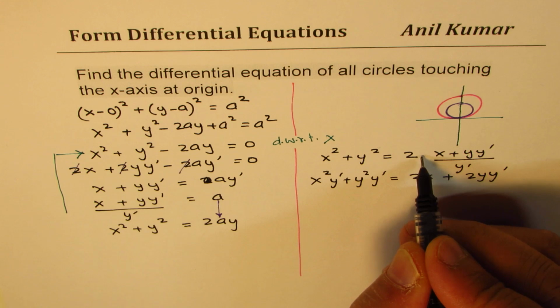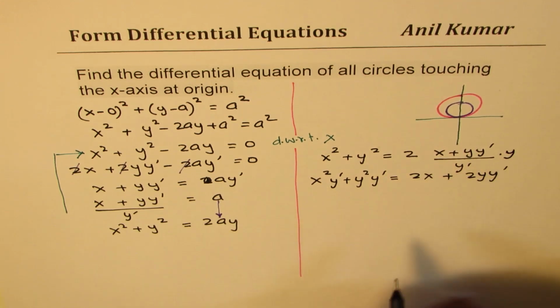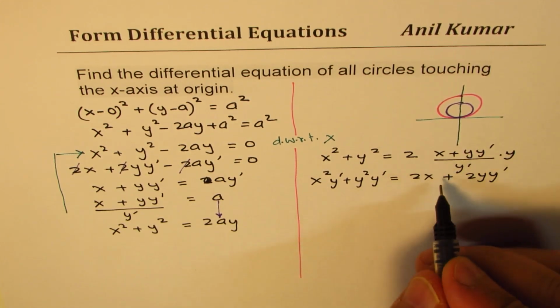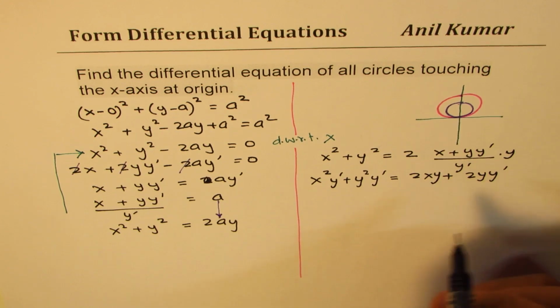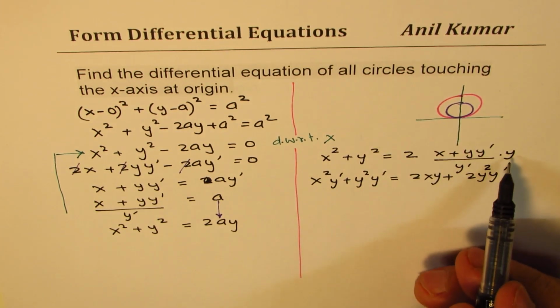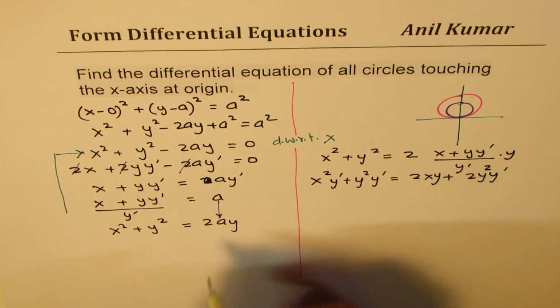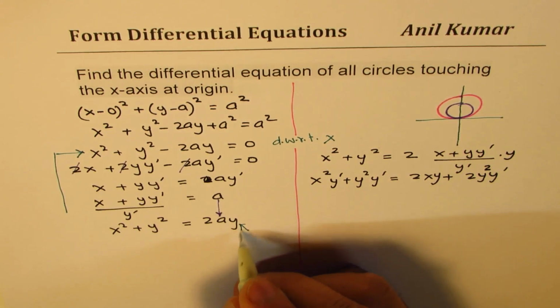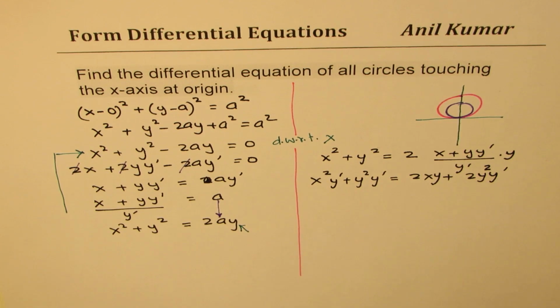So let me write y here, right? So 2ay. When I multiply by y, I get 2xy here, and 2y square here. Correct? So we forgot this part. That is to say, we substituted a, but we forgot y. So I'm doing that now.